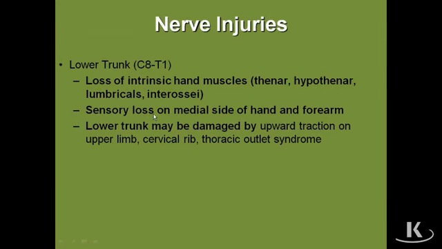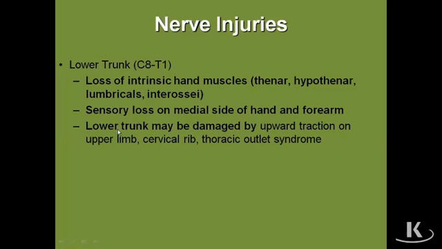So that leads us to a discussion of inferior trunk or lower trunk injury. That's going to result in a loss of all hand muscles, regardless of whether the median or ulnar. So the thenar muscles, the hypothenar muscles, the lumbricals, the interossei, all of them. So you'll have a loss of opposition, you'll have a loss of abduction, adduction, you'll have a loss of your thenar muscles, you'll have a loss of all your lumbricals.